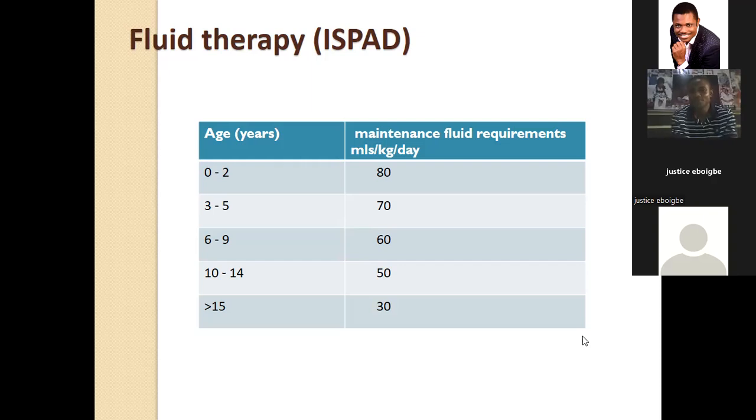Then for maintenance, we use the age group, not the Holliday-Segar formula. So we then have 60 for the age of 8. So multiply 60 by 25, you have 1,500 mils. Since it's over 2 days, we multiply the maintenance by 2.